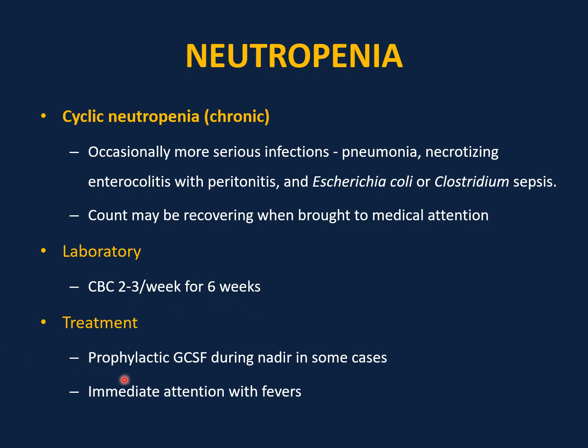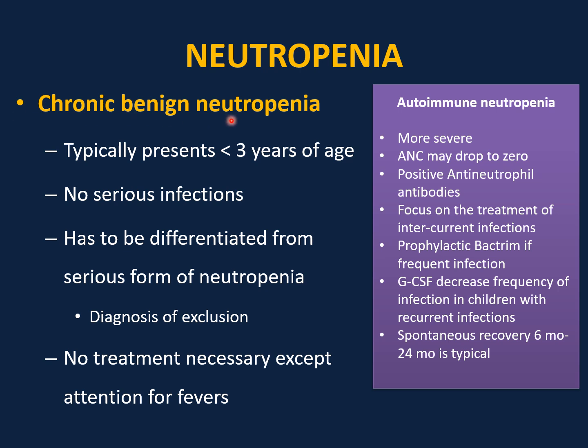The treatment: prophylactic granulocyte colony stimulating factor during nadir in some cases. Immediate attention with fever. When the patient has fever, they have to be seen immediately. Chronic benign neutropenia typically presents at less than 3 years of age. No serious infections associated with this form of neutropenia. Has to be differentiated from serious form of neutropenia because it's a diagnosis of exclusion. No treatment is necessary except paying attention to fever.